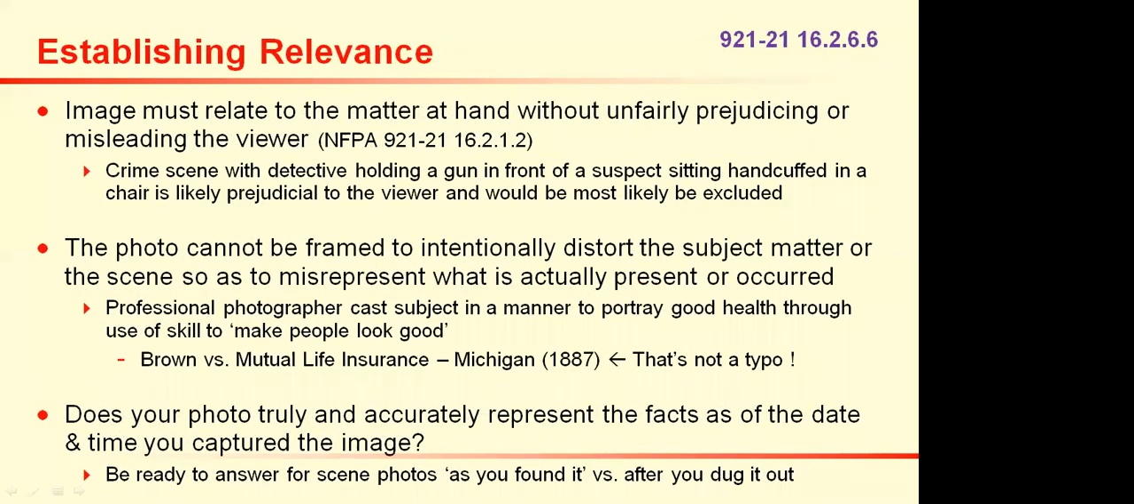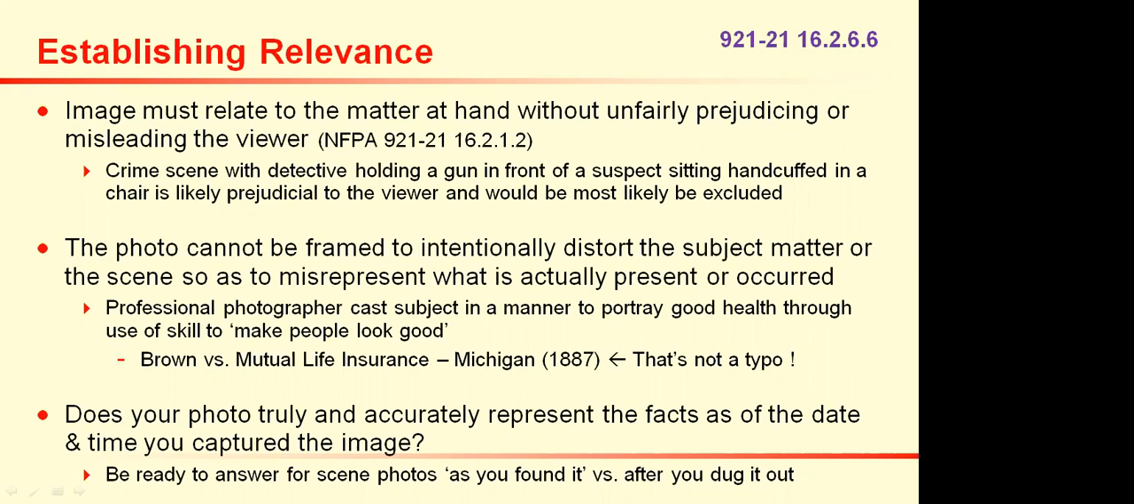All right. So the first one is establishing relevance of an image. And relevance essentially says that the photograph that you provide or the video clip demonstrates the matter that you're capturing, but does not unfairly prejudice or mislead the viewer.